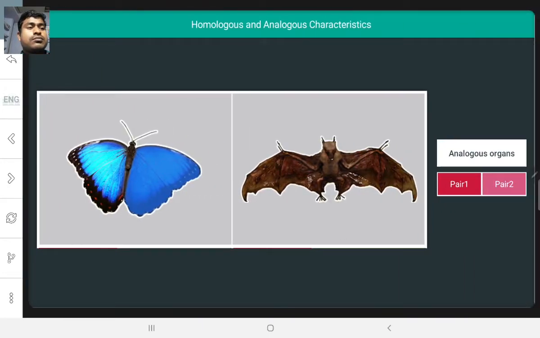Choose the homologous or analogous organs from the drop-down menu and select different pairs of species. In each pair of species, tap on the correct part or organ of the second species, which is similar to the highlighted part of the first one.